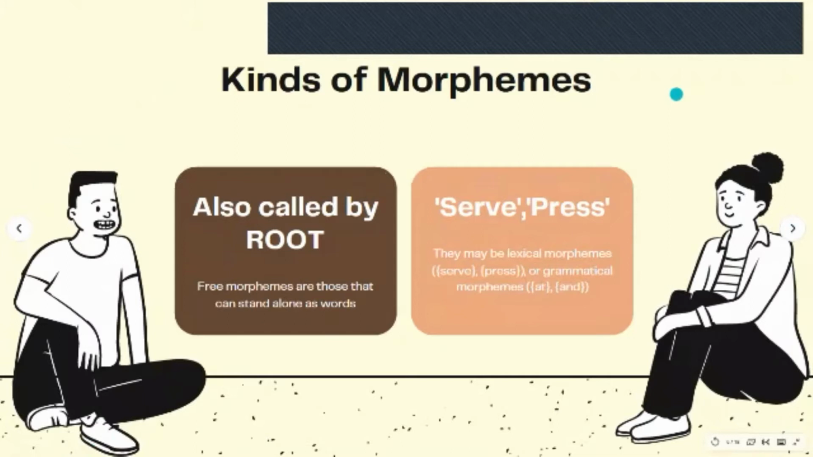So, kinds of morphemes. Free morphemes are the first. Free morphemes are those that can stand alone as words. They are also called root. Then, they may be lexical morphemes such as serve and press, or grammatical morphemes like at and and.